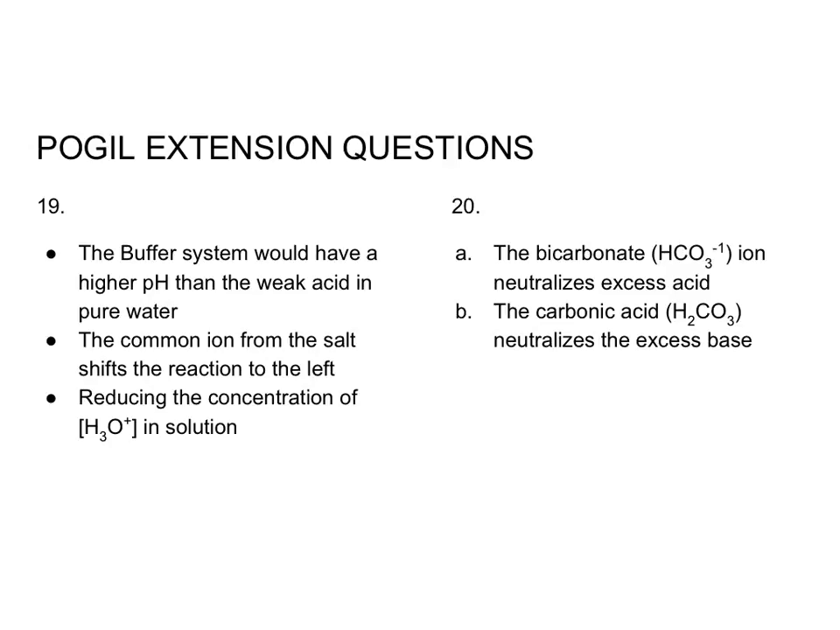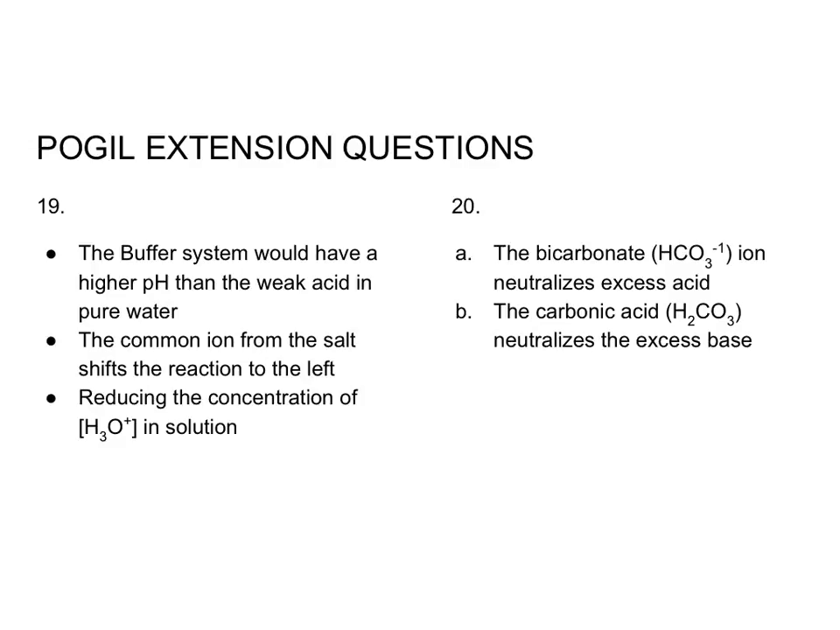So if I go to extension question number 19, it asked, if you compared the buffer pH to the pH of just the weak acid in pure water, what will happen to the pH? And the answer is the buffer system would have a higher pH, that is, be less acidic than the weak acid in water. The reason for that is the common ion from the salt shifts the reaction to the left, and it reduces the concentration of the H3O+ ions, which is usually the measure of pH. Does that make sense? Yes, no?